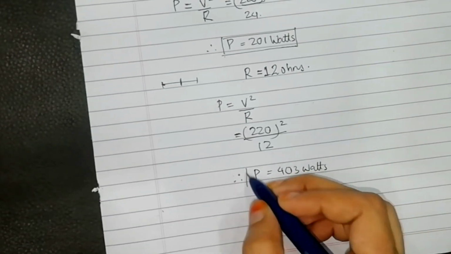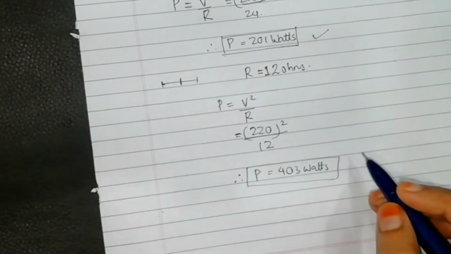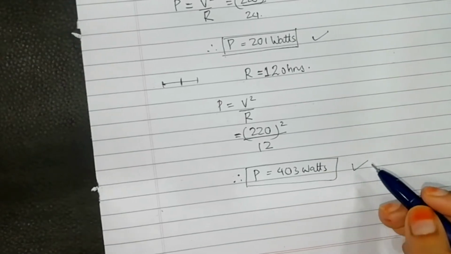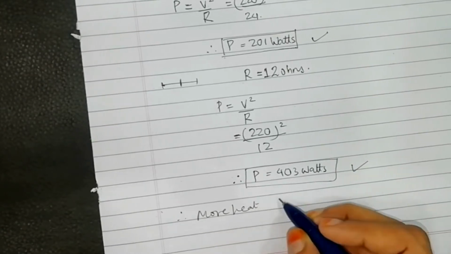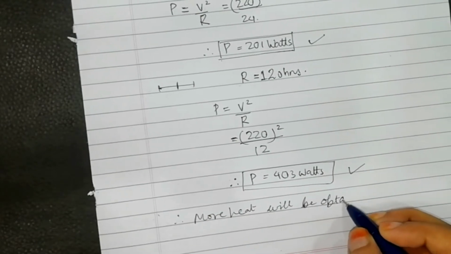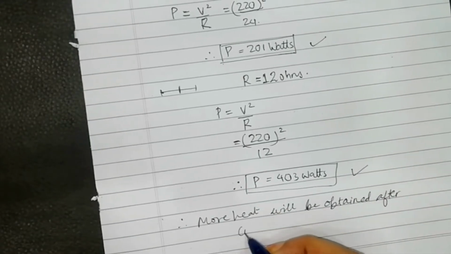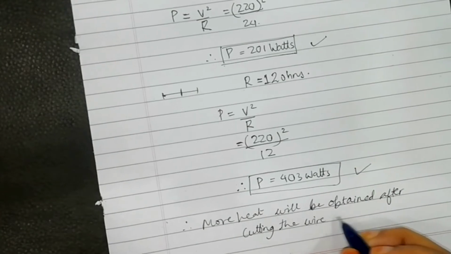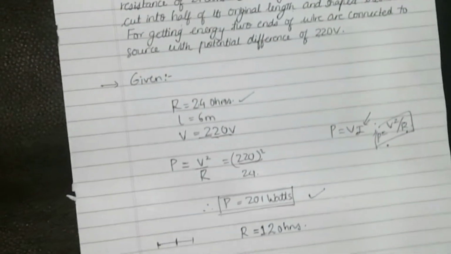So initially in the original length we get power as 201, and when the length was reduced, then we got the power as 403 watts. So we can conclude that more heat will be obtained after cutting the wire into half. So this completes this numerical.